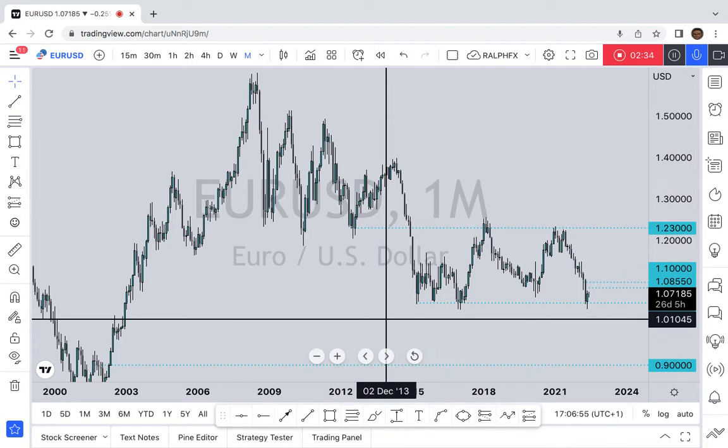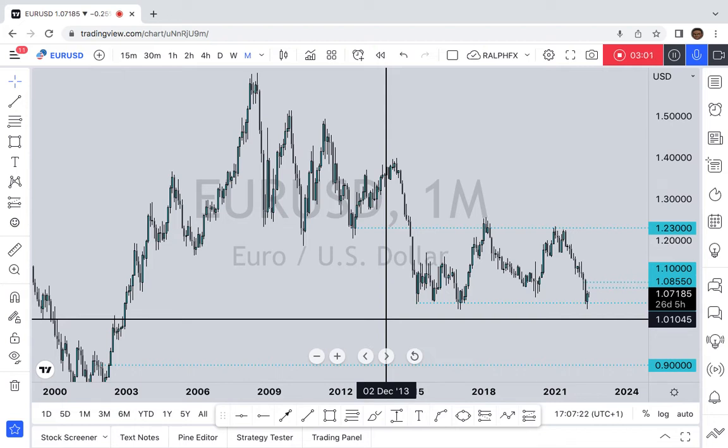Now there's a fine difference between supply and resistance. A supply zone and a resistance level, or a demand zone and what people typically call a support level, right? It's very different, and I will show you guys what a demand zone looks like and what a supply zone looks like. So for this case study, we'll be using EURUSD.